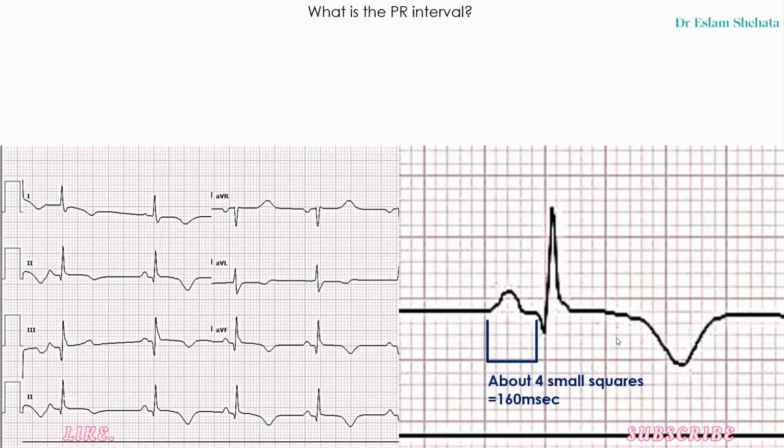Now, to make this easier, when it's the middle of the night and you're on ward call trying to figure this out, just try to find a P wave that lands pretty close to one of these heavier lines. And then if your QRS complex starts within the same big square, then you know it's occurred within 5 small squares, you know it's not prolonged.